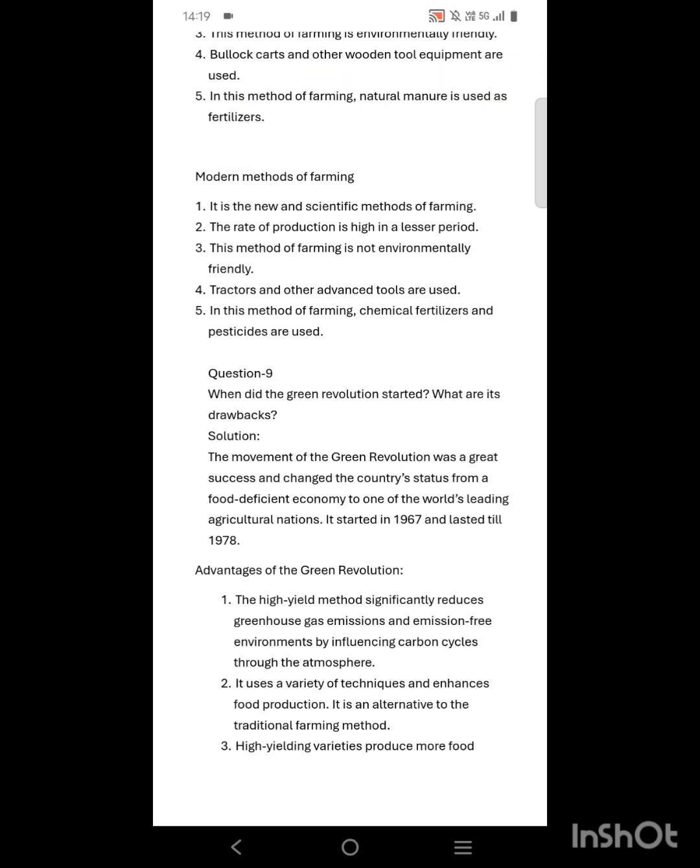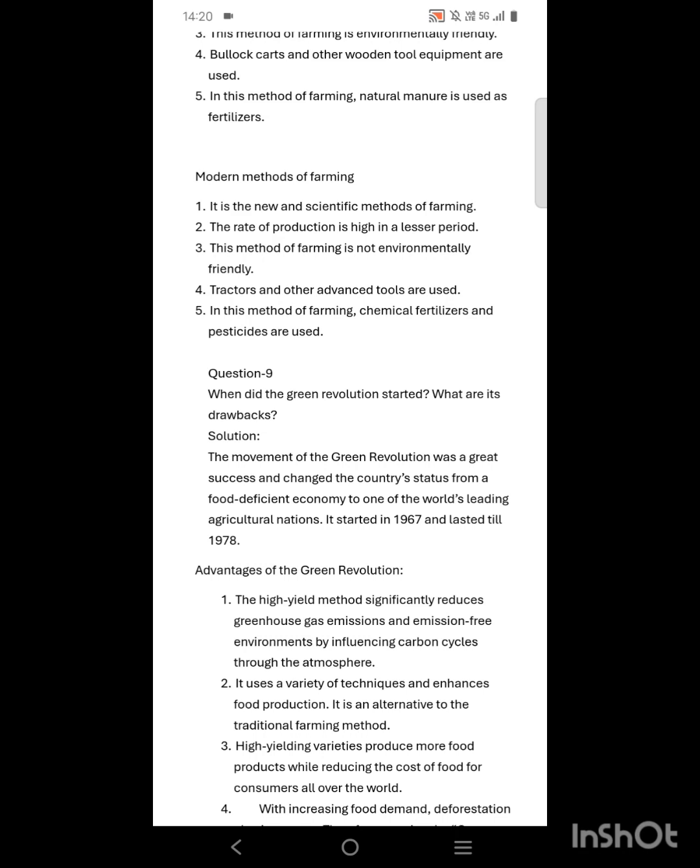So, in the modern method of farming, scientific and new ways of farming are used. The rate of production is high because we are using chemicals, so production will be high in a lesser period, and it is not environment friendly because it is damaging the soil as well as the water that is used. Tractors and advanced tools are also used.